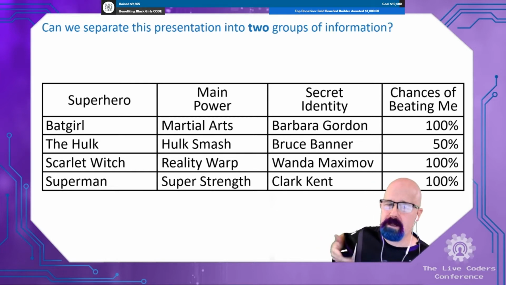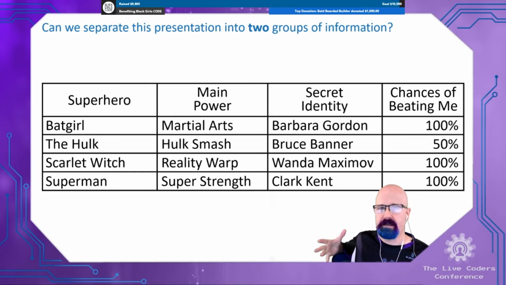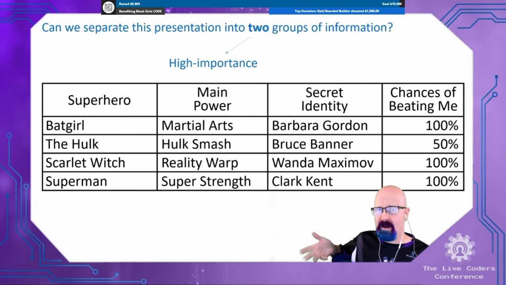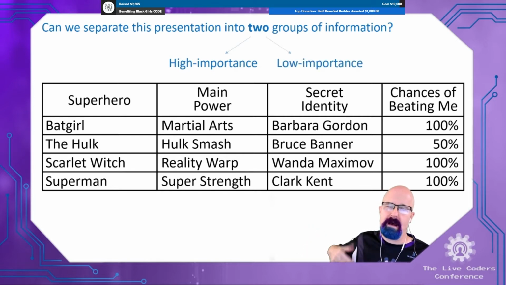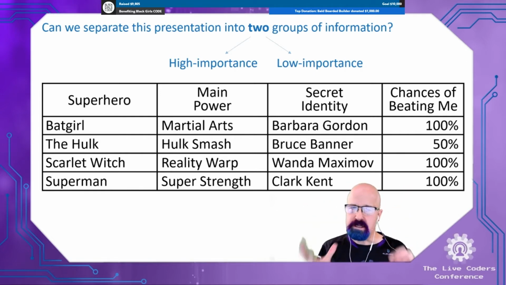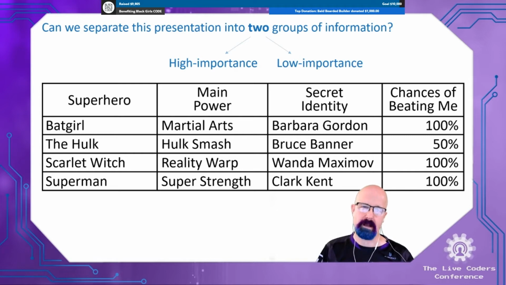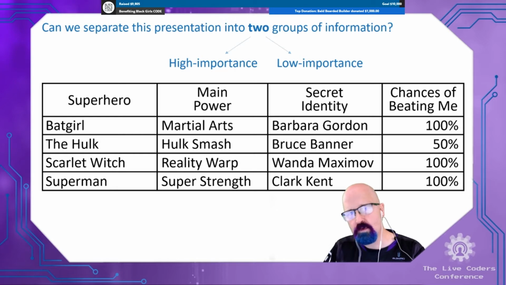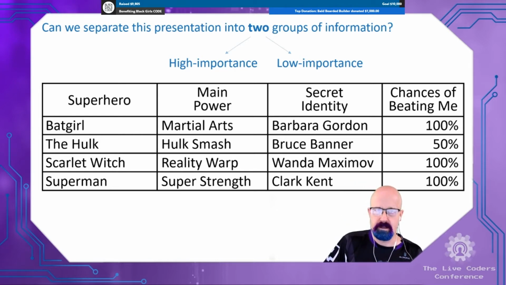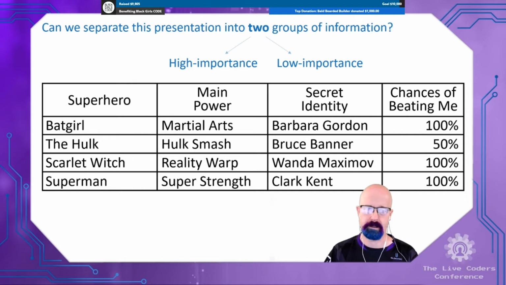So the question now becomes, can we separate this presentation of information into two different groups? One where we have high value information and another where we have low value information. Take a look at this and see if you can divide it up into two groups. How would you do this? This is one of my favorite examples of asking this question, because the answer a lot of people go to reflects what's going on in our minds, and there's probably a little bit of cognitive load going on here.